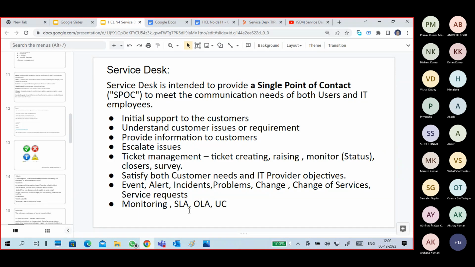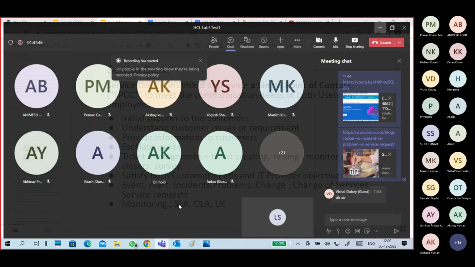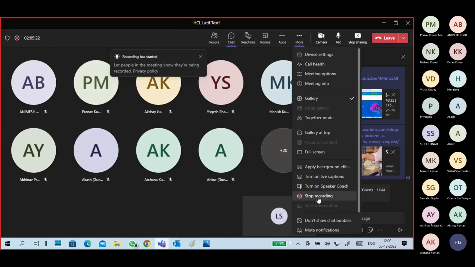Guys, take a break. It is already 12 o'clock. I didn't see the time. Morning is very difficult.